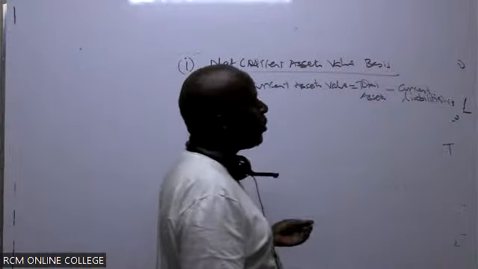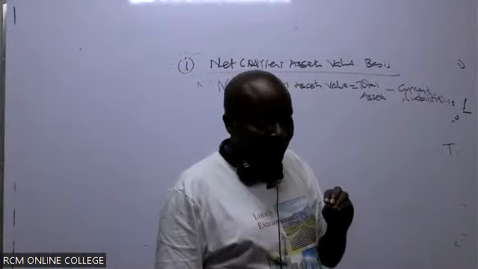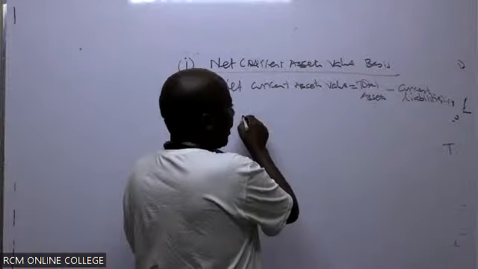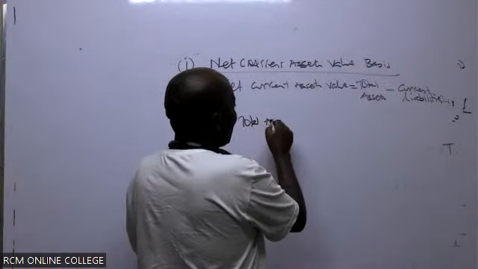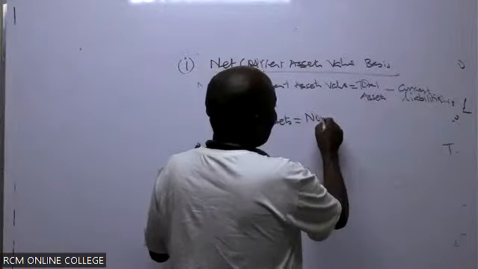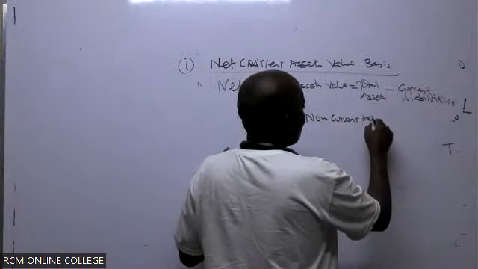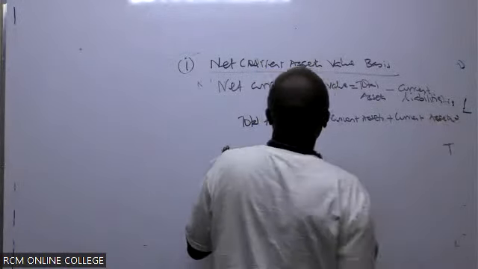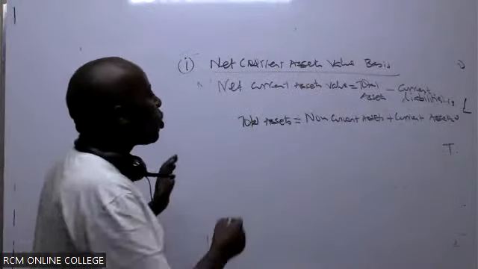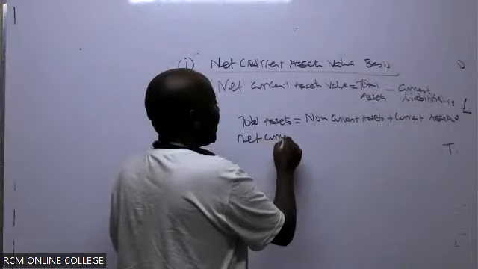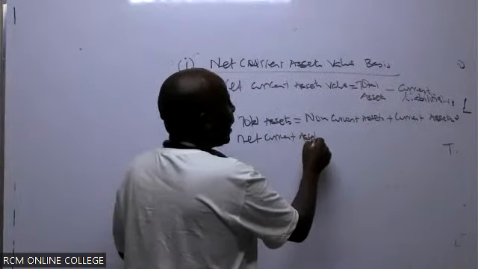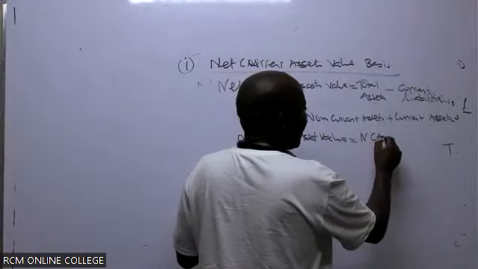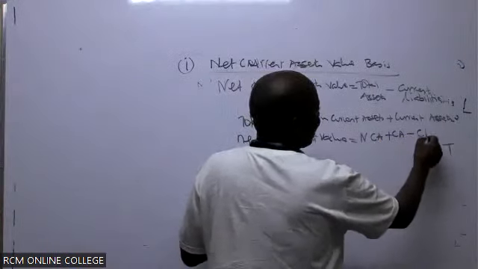Here we are lucky because current liabilities were already deducted. If you look at this place, they have given us non-current. How do we get total assets? To get total assets, we normally take non-current assets plus current assets. So when we talk of net current assets value, it is very confusing. You take non-current assets plus current assets minus current liabilities.